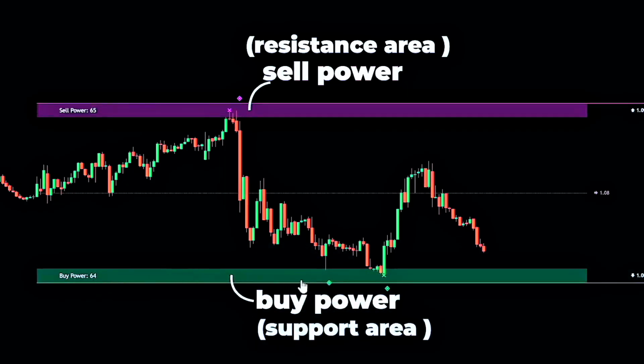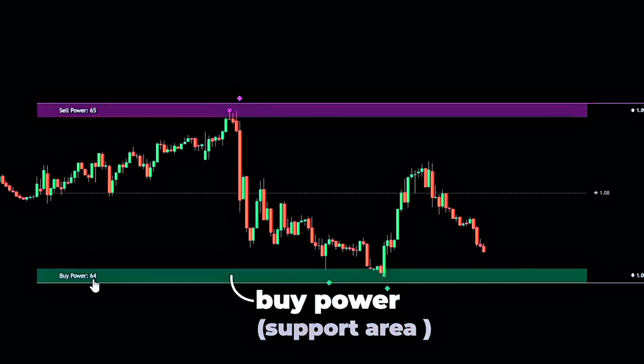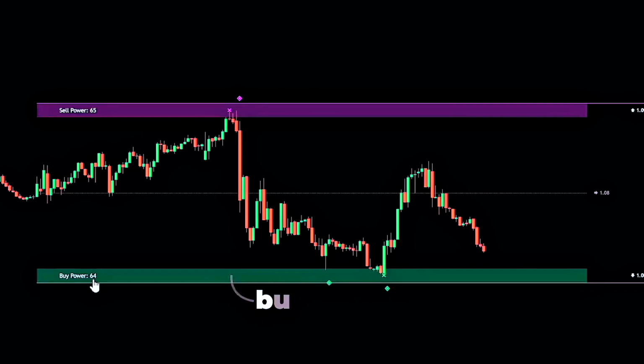Here's how it works. Within that upper pink zone, the indicator calculates the selling pressure by counting the number of bearish candles. In the lower green zone, it does the same for buying power by measuring bullish candles. This gives you a real sense of how strong buyers or sellers are at those key price levels.